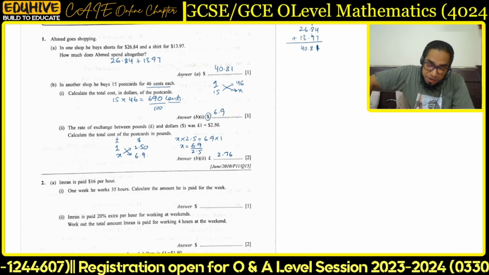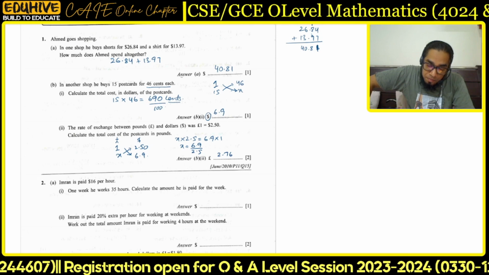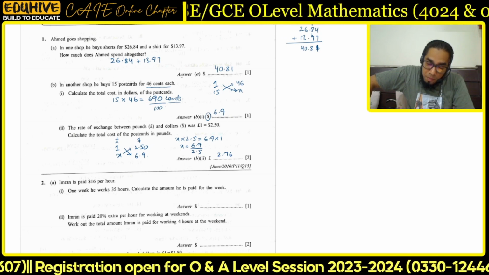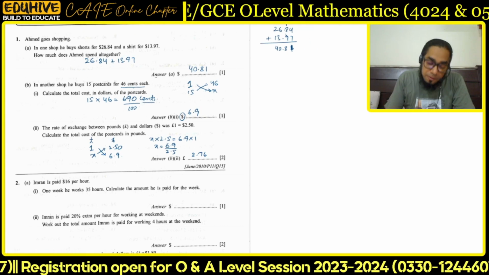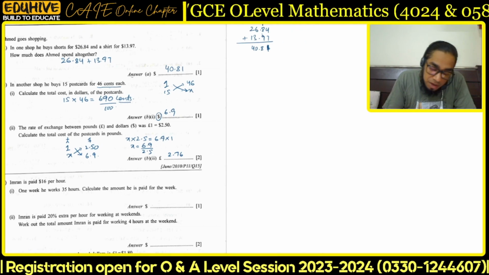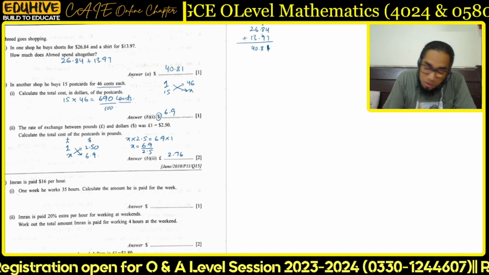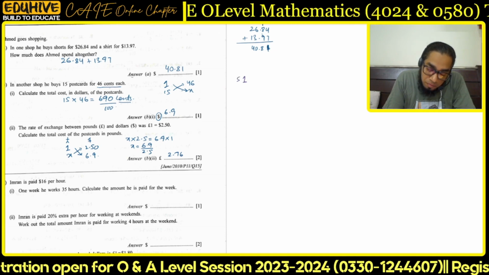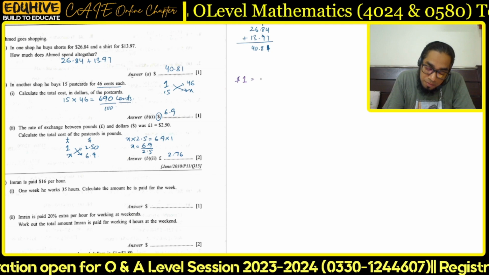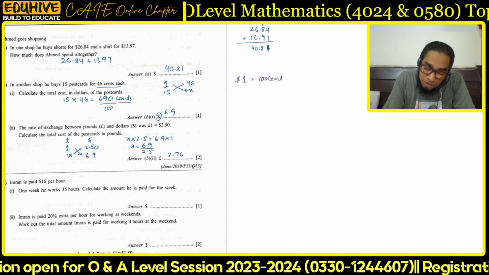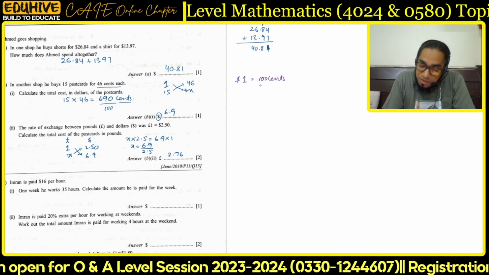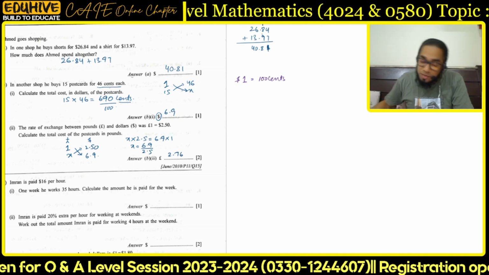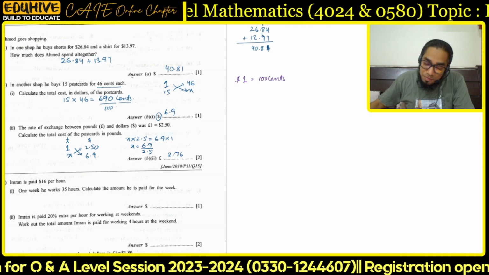Simra, did you get it? Mm-hmm. Simra, beta, how many cents in $1? $1 is equal to 100 cents. If you are getting your answer in cents, how will you convert that into dollars? That is my question. Have you got it?